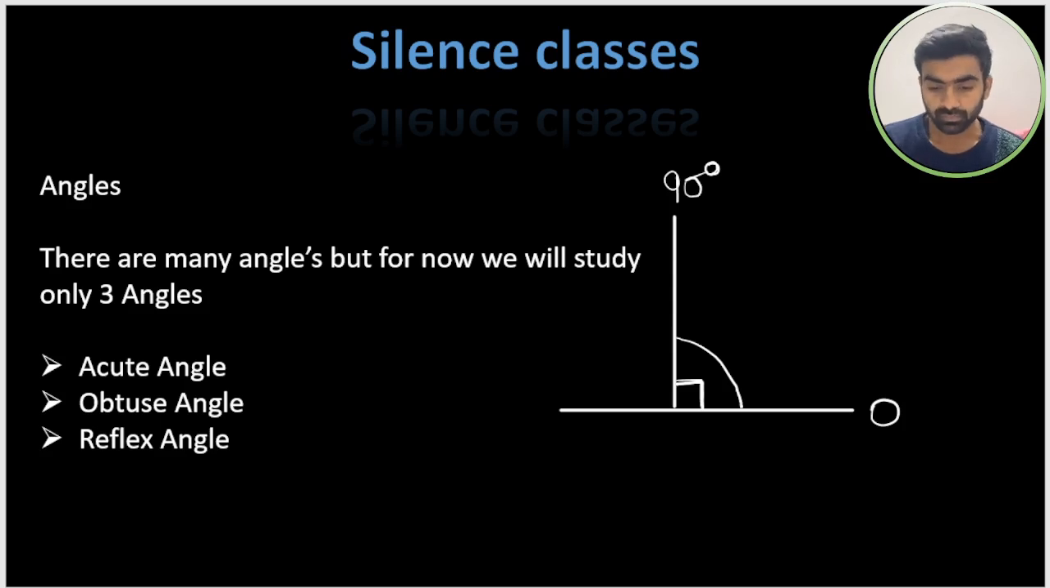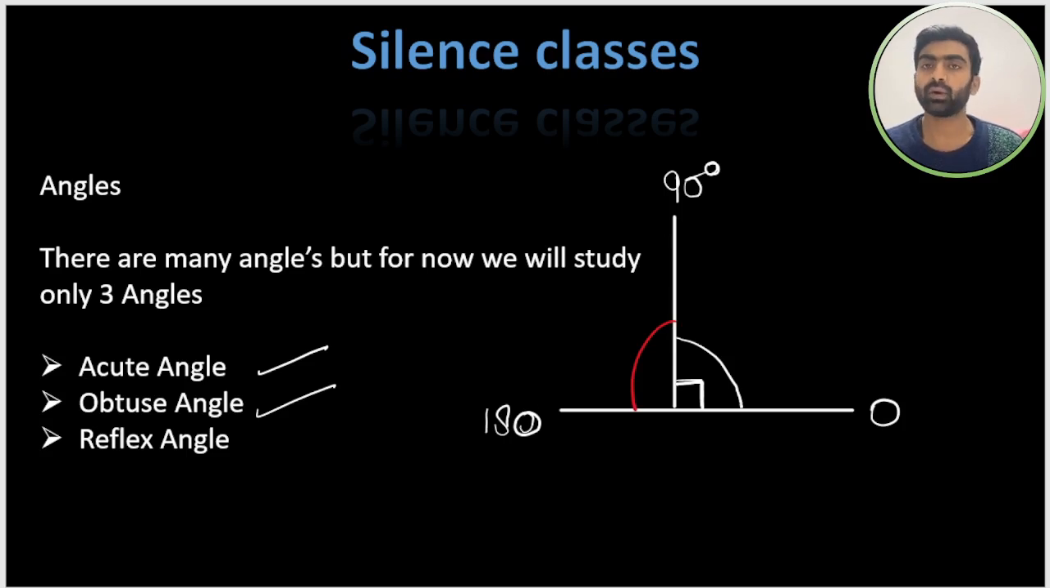Now if we talk about obtuse angle, obtuse angles are greater than 90 degree but smaller than 180 degree. Starting from 0, this one is 180. This is a straight line of 180. So between 90 and 180 degree, whichever angle we talk about, it is known as obtuse angle.